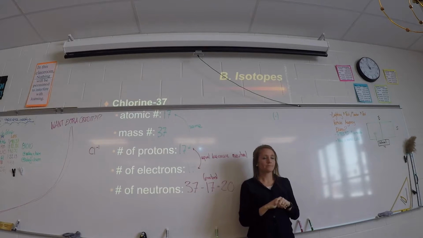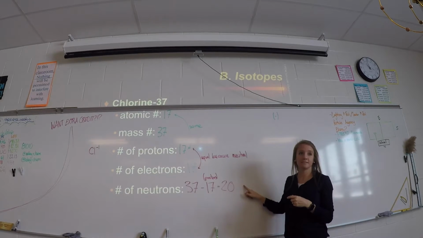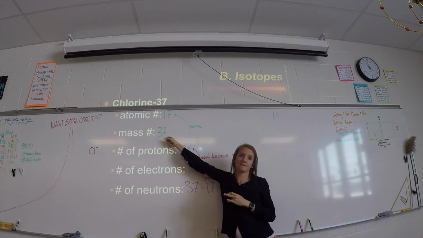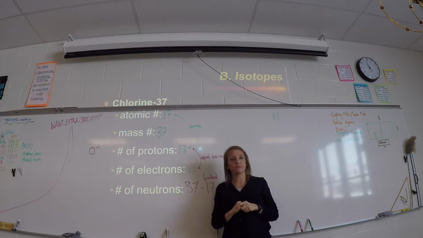So how do you work back from the neutrons? Let's say if I knew this was 20, how would I find the 37? You add the 17. Then you just add them. Yep, just do the reverse.